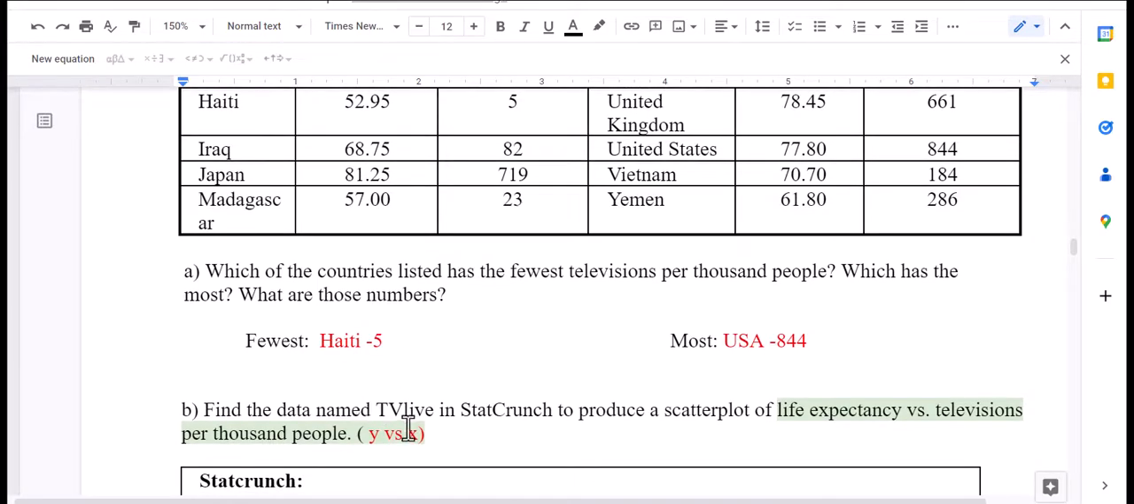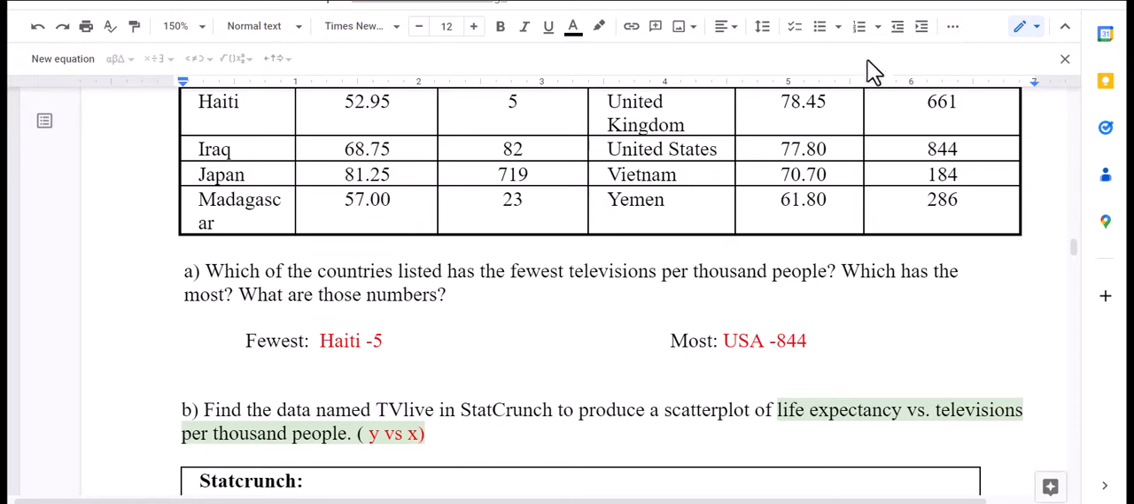So we can find this data in StatCrunch, and we want to produce a scatter plot of life expectancy versus televisions per thousand. So again, this tells you Y versus X. So that tells me that life expectancy is my Y and televisions per thousand is my X. So the response variable is life expectancy, and the explanatory variable is televisions per thousand people.